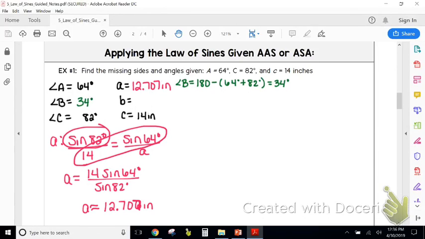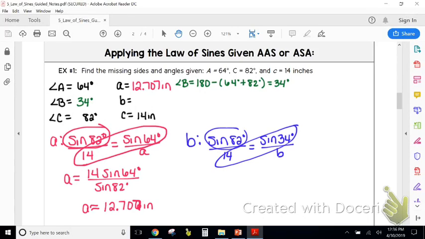And then we're going to find side B. Can I use the Pythagorean theorem? No. Why not? It's not a right triangle, is it? Nope. Remember, Pythagorean theorem only works for right triangles. So we're going to have to use our law of sines. So again, I'm going to use sine of angle C over side C equal to sine of angle B, which we know is 34 degrees, over side B, which is what we're looking for. Cross multiply with the numbers, divide by what is left. So side B is going to be 14 times sine of 34 degrees divided by sine of 82 degrees.